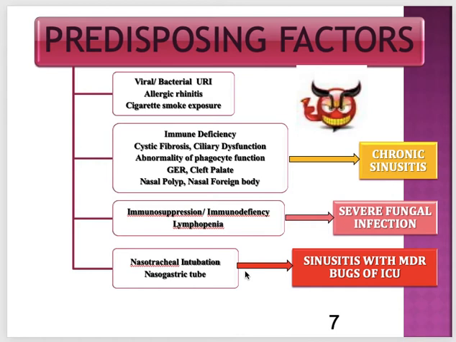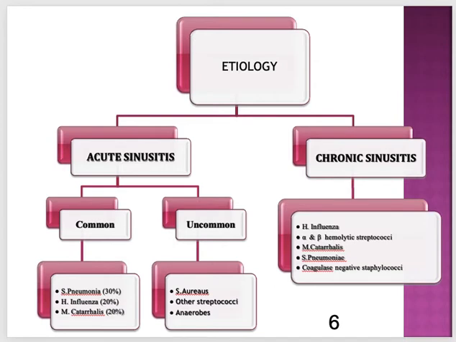Okay, and of course, in immunosuppressed patients, there can be severe fungal infections, or someone who is having nasotracheal intubation or a nasogastric tube, of course, in the hospitals, they can have multi-drug resistant bugs. Okay, so the thing to remember over here is what? The viral sinusitis or rhinitis are the most common cause, right? But what we are discussing today is more like bacterial sinusitis.